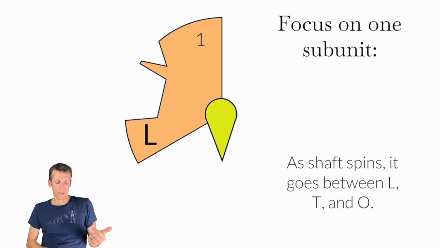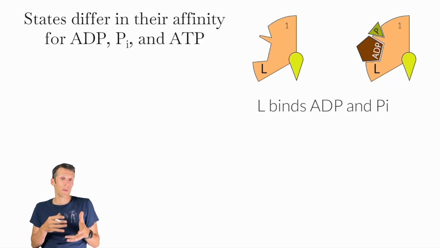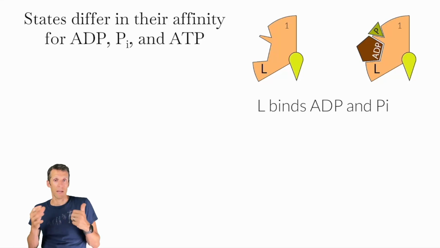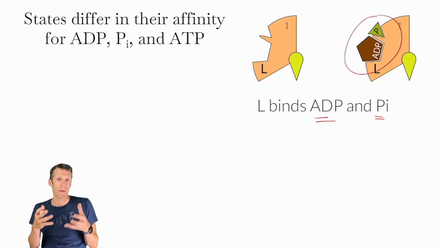Okay, what does that help with? Sorry, had a problem. What that helps with is it drives a catalytic cycle. That's because these different forms differ in their affinity for ADP, inorganic phosphate, and ATP. So the L form binds to ADP and Pi, and I'm drawing that very schematically as it binds to this pentagon and this triangle.